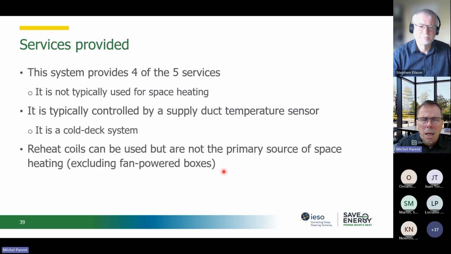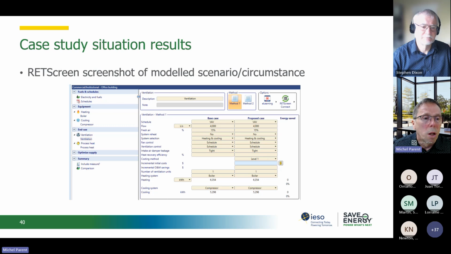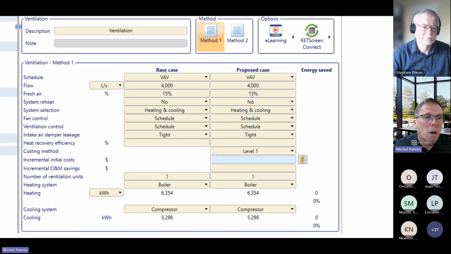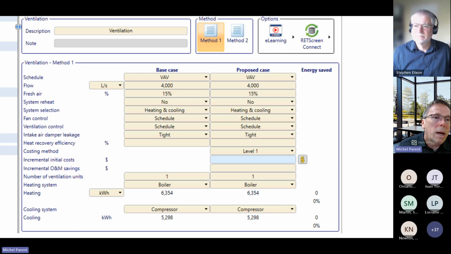It's usually used maybe with fan-powered boxes, so it's more minimal, but you can still do the same approach for reheat calculation that we discussed that has flexibility. And when you define the system, again, you will go in RETScreen. Compared to the previous system, the constant volume, like I said, it's the liter per second or CFM. Here, you would not enter the nominal flow. You would enter what you estimate to be the average yearly flow.